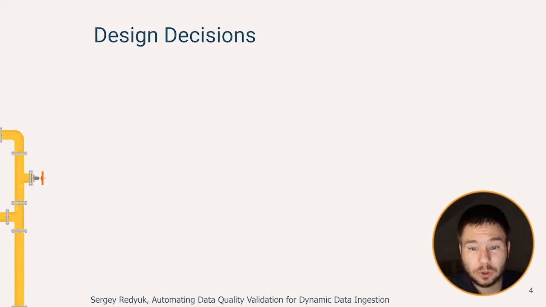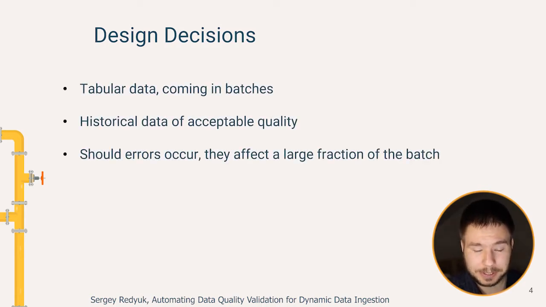We looked at the common real-world use cases and made the following design decisions while working on our approach. First of all, we work with the tabular data that comes regularly in batches. For instance, daily data ingestion in our retail company example. Then we consider historical data to be of acceptable data quality.